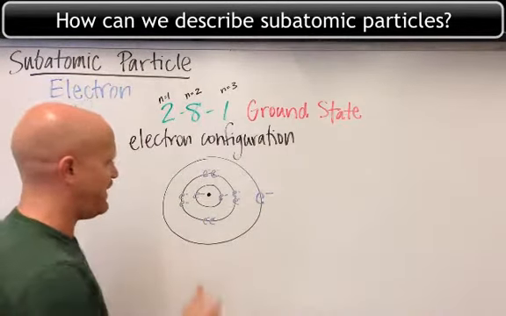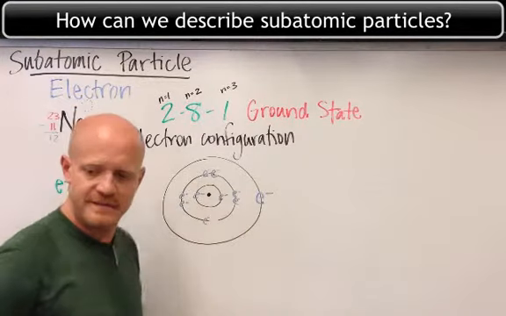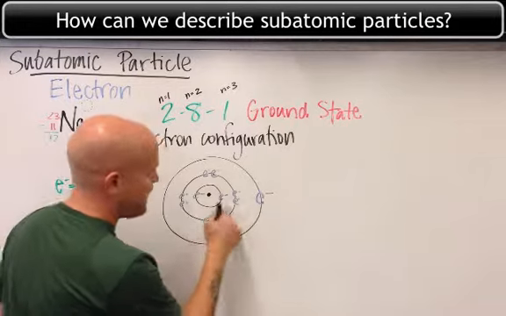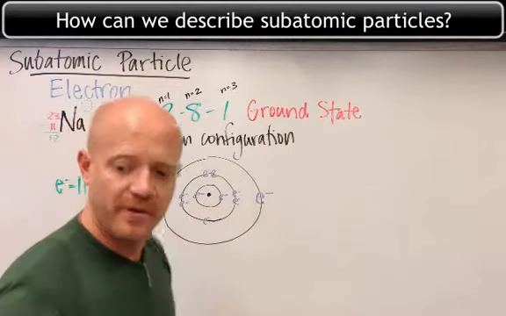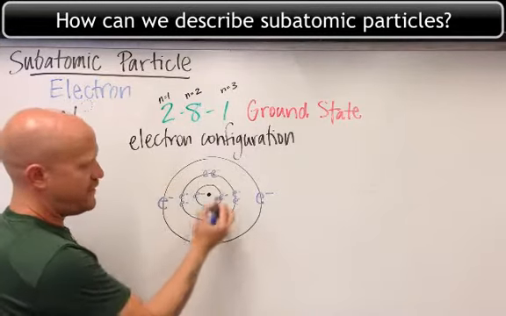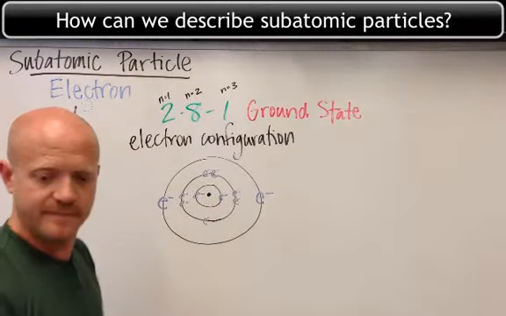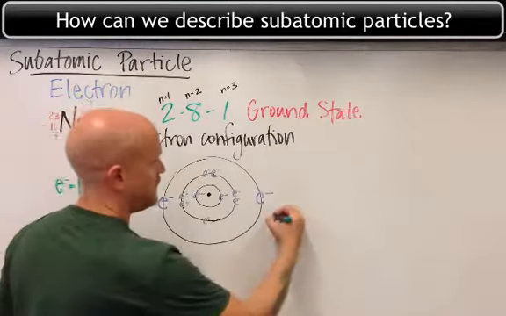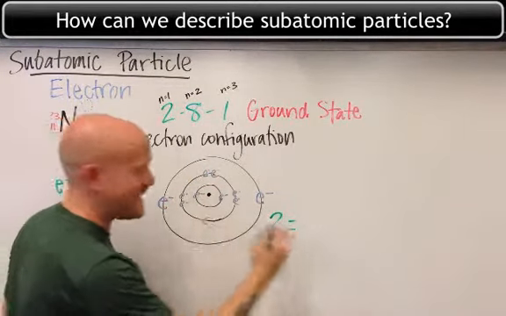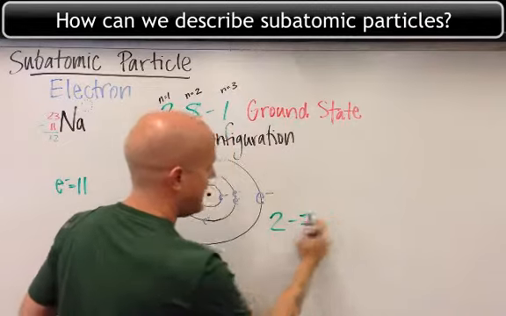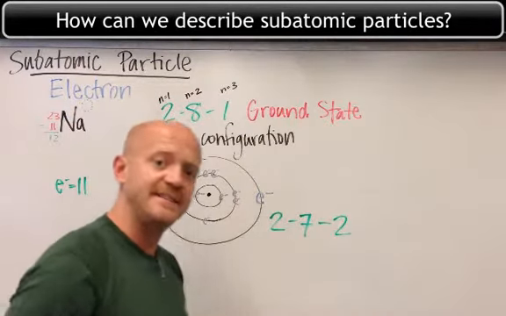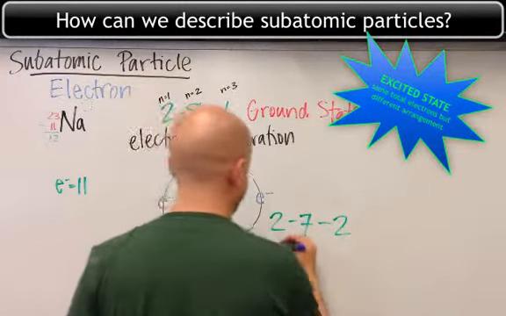However, what would happen if I took one of these electrons, I added energy, and one of these electrons bounced to an outer orbital? So now I'm going to have 2 electrons, 1, 2, 3, 4, 5, 6, 7, and 1, 2. This is considered the excited state.